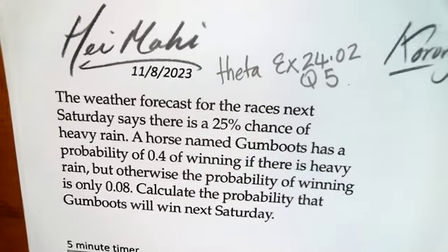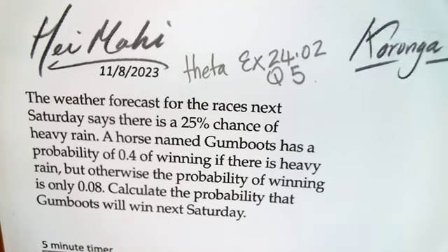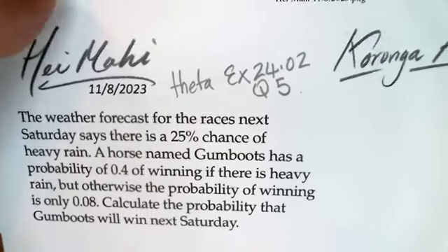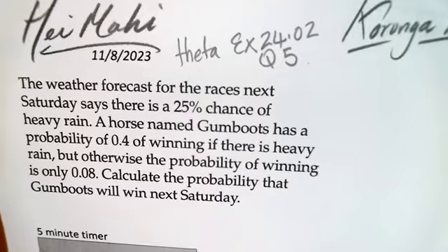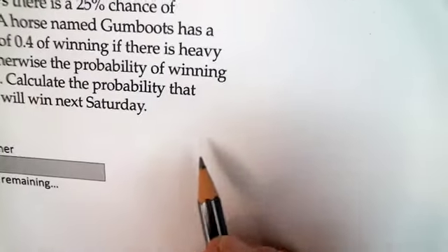It says the weather forecast for the races next Saturday says there's a 25% chance of heavy rain. A horse named Gumboots has a probability of 0.4 of winning if there is heavy rain. But otherwise, the probability of winning is only 0.04. So his chances of winning increase if there's heavy rain. Obviously, he's able to navigate the terrain better if the ground's a bit damp or really slushy at least. All right, so let's have a look.